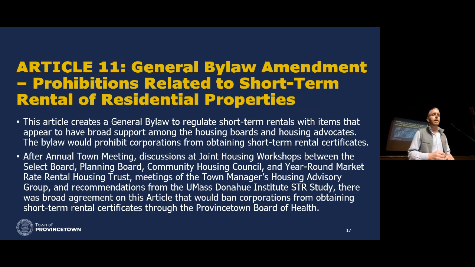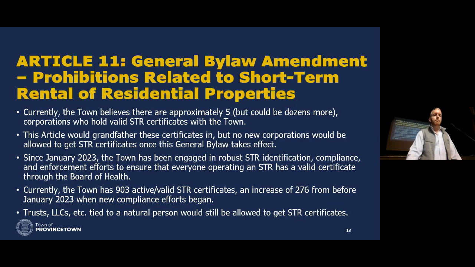And then following the April town meeting, we knew that this was something that the town needed to address one way or another. And so we convened our housing workshop model, which includes the planning board, the community housing council, the market rate year-round trust, and the select board over several meetings to look at potential short-term rental regulations where we felt like there was some common ground and consensus, which led to Article 11, which prohibits corporations from obtaining STR certificates, and then Article 12 we will get to. Just a little bit of information on Article 11, and then we can open it up for comments and questions.